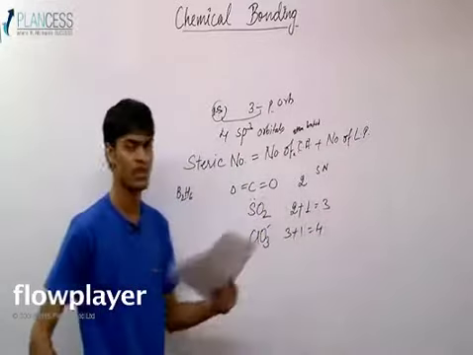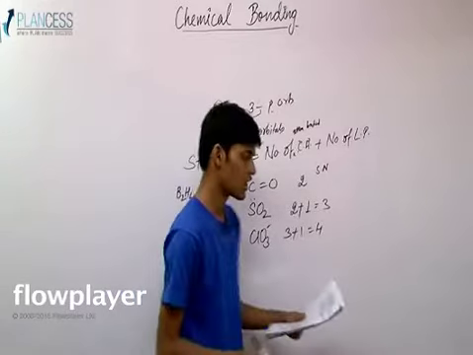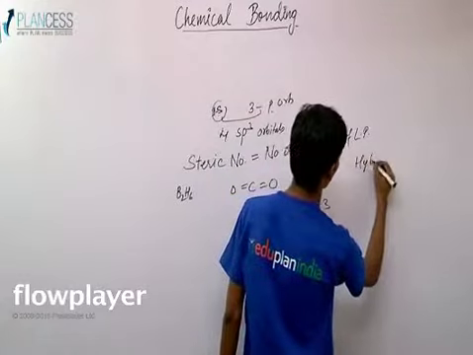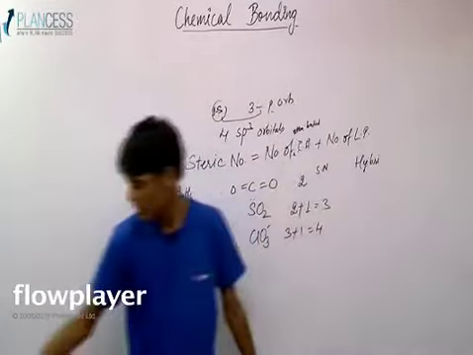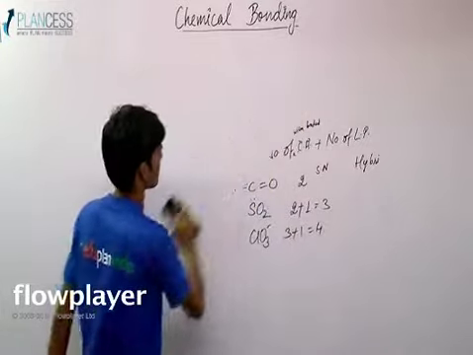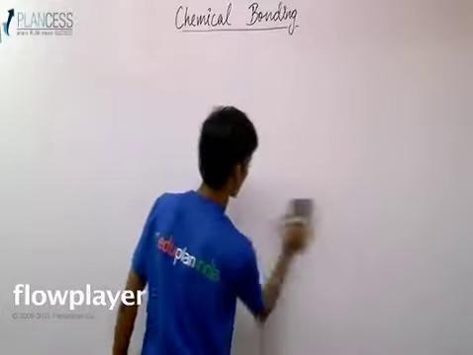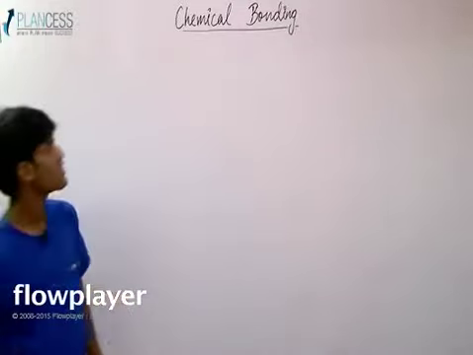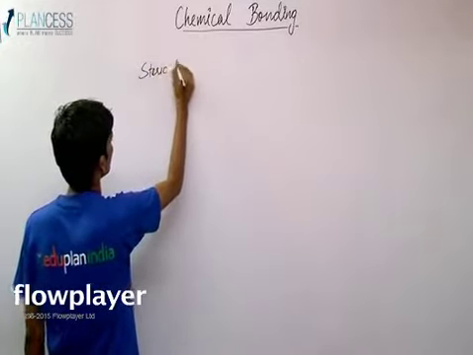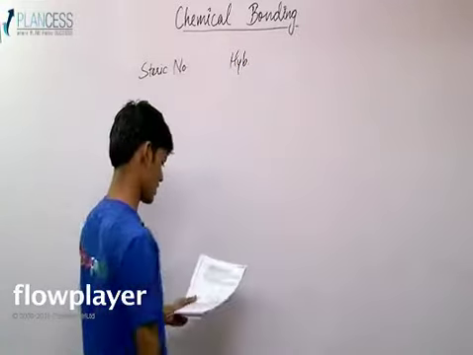So this is the steric number which will determine the hybridization of the element. If the steric number is 2, the hybridization would be sp. I think I should make a separate table because it is very important. The table is important, understand? So here it is the steric number, there the hybridization, and here the geometry.